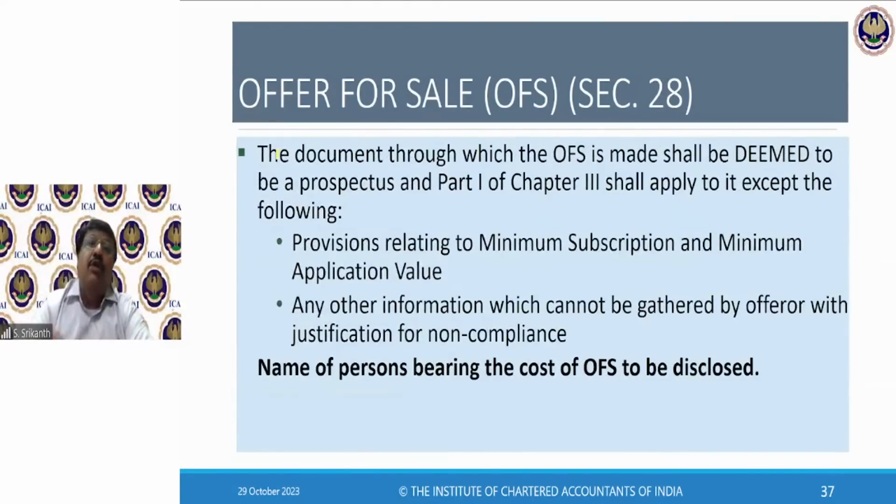The document through which the offer for sale is made shall be deemed to be a prospectus. Again, deemed means what? It cannot be done in some other way. It should also comply with Part 1 of Chapter 3, completely. Section 26, everything will apply. Later on, when we come to allotment, we will see minimum subscription. That condition will also apply to this.